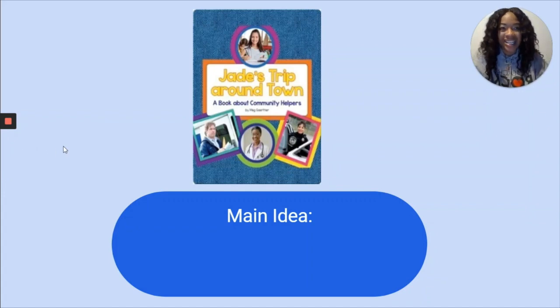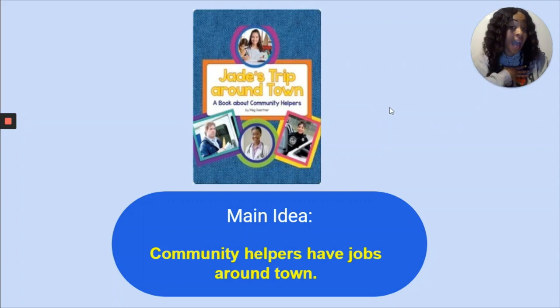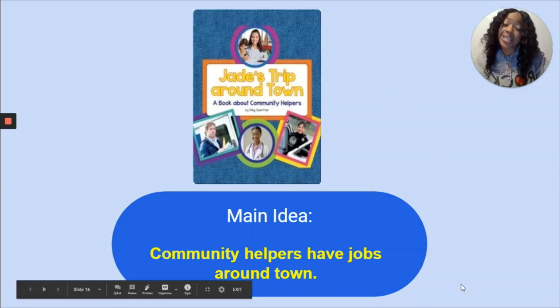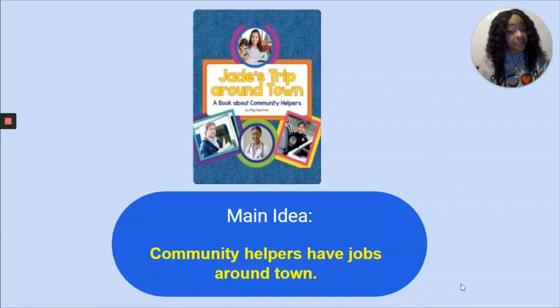All right, first grade, let's see what we know. Time for you to show me. What was the main idea of Jade's trip around town? Well, I have community helpers have jobs around town, but I'm also wondering what you have. And if your answer looks something like Ms. Bailey's, kiss your brain again because it's just simply working nonstop. Nonstop, first grade. Ms. Bailey is so proud of you. So today we are going to stop here because, again, we were only identifying the main idea.